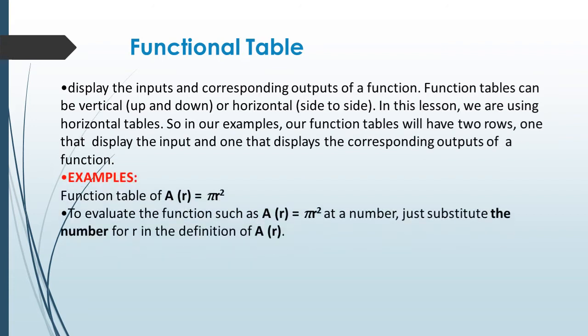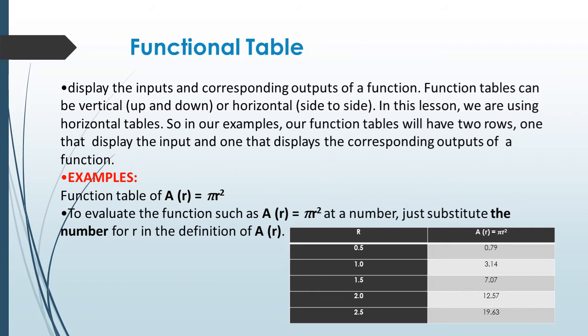So for example, function table of area of r is equal to pi r squared. To evaluate the function such as A of r is equal to pi r squared at a number, just substitute the number for r in the definition of A of r.